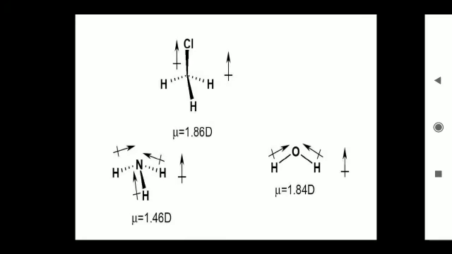Next, these are some of the molecules having a dipole moment. The dipole moment of ammonia is 1.46 D. The dipole moment of water is 1.84 D. The dipole moment of hydrogen chloride is 1.86 D.